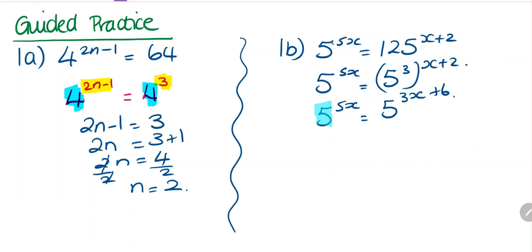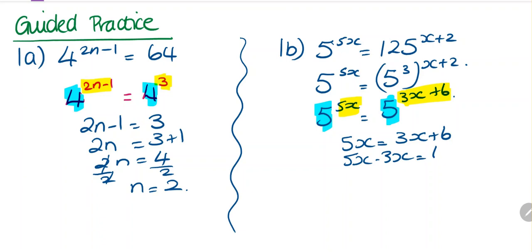So now that the bases are the same, we can look at the exponents. So 5x is equal to 3x plus 6. So minus 3x from both sides. So we'll have 2x is equal to 6. Divide both sides by 2. And x is equal to 3.